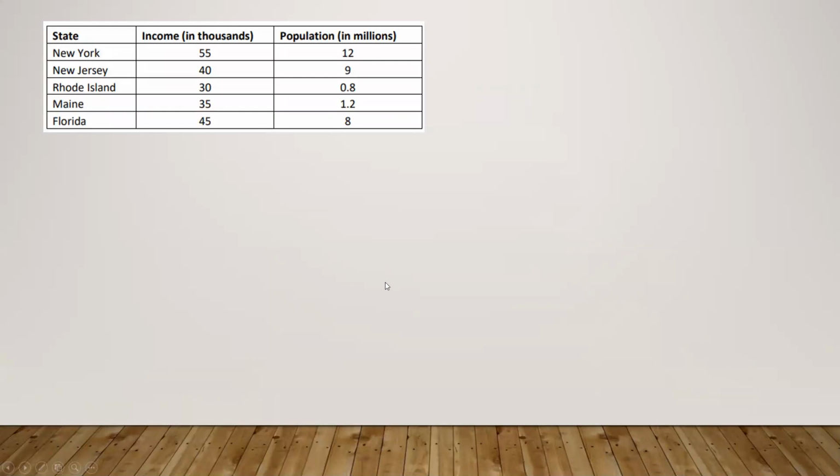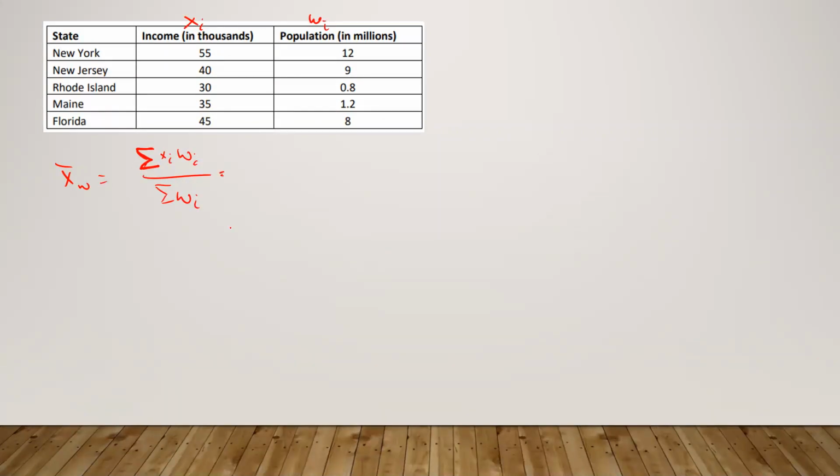All right, it says find the weighted mean for income using population as the weighting variable. The weighted mean is given by this formula: the sum of each x variable, x sub i, times their weights, divided by the sum of the weights. We did two examples of this in class. Do you remember the life expectancy one and the GPA example? Yeah. So it's saying find the weighted mean for income, so income is the x sub i, using population as the weights.